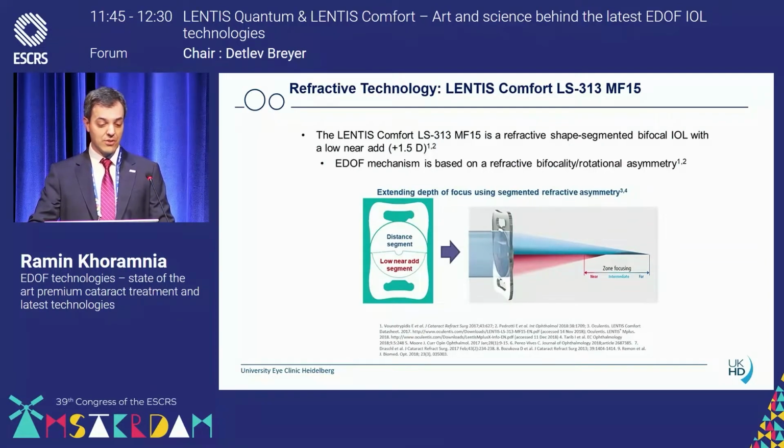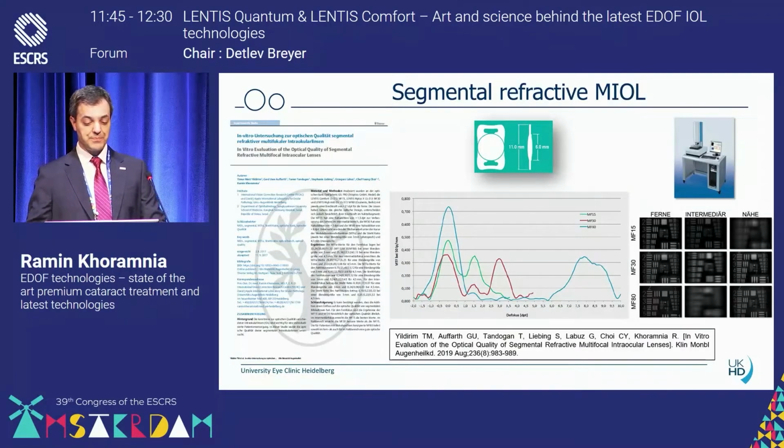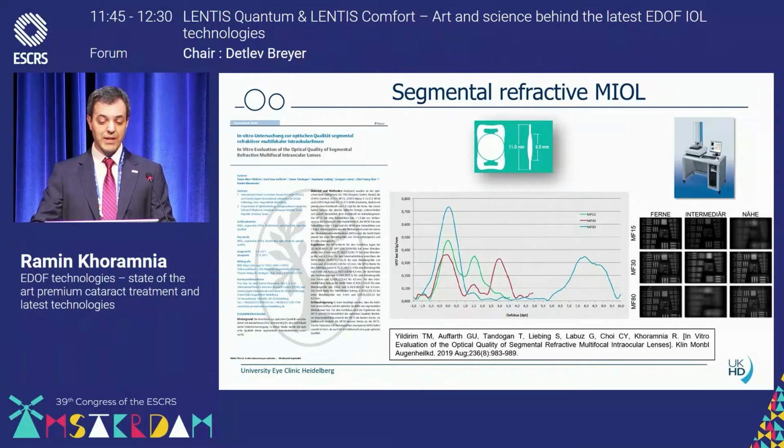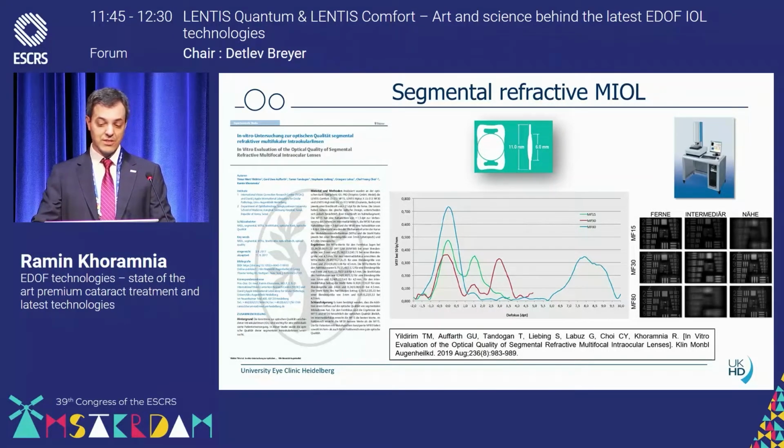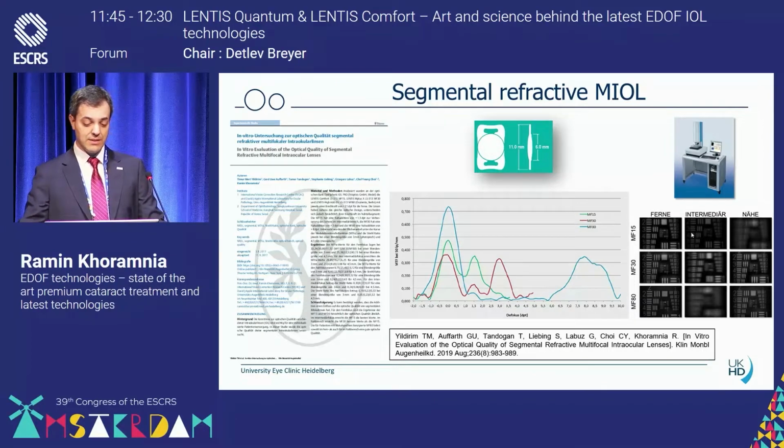So let's now switch gears and talk about the refractive technology. The LENTIS Comfort is also one of the first intraocular lenses in the field of the EDOF segment, and this lens is a refractive shape segmented bifocal IOL with a low near addition of just 1.5 diopters. The EDOF mechanism is based on a refractive bifocality and rotational asymmetry. We have assessed this segmental refractive MIOL several years ago on the optical bench, and we were able to show that excellent image quality is especially achieved in the far and intermediate distance, and at the same time, functional vision can still be achieved in the near distance.